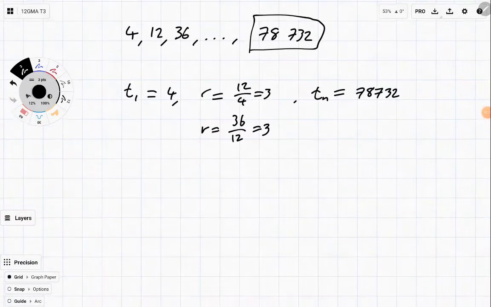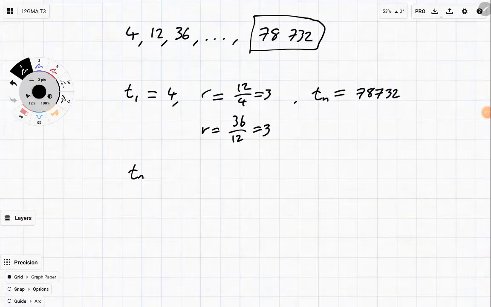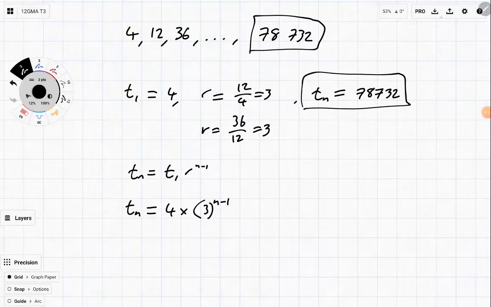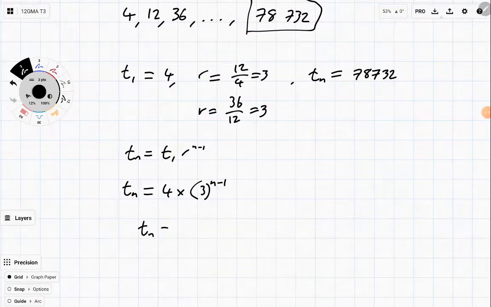So let's substitute what we know into the formula. We have Tn equals T1 r to the n minus 1. Tn is equal to the first term, 4, times 3 to the power of n minus 1. And we know that the nth term, Tn, at some point is 78,732.